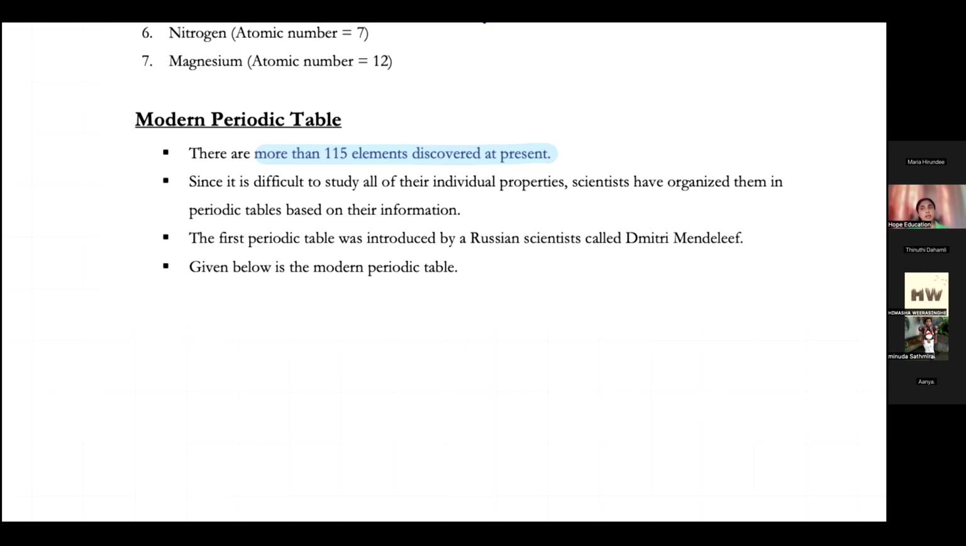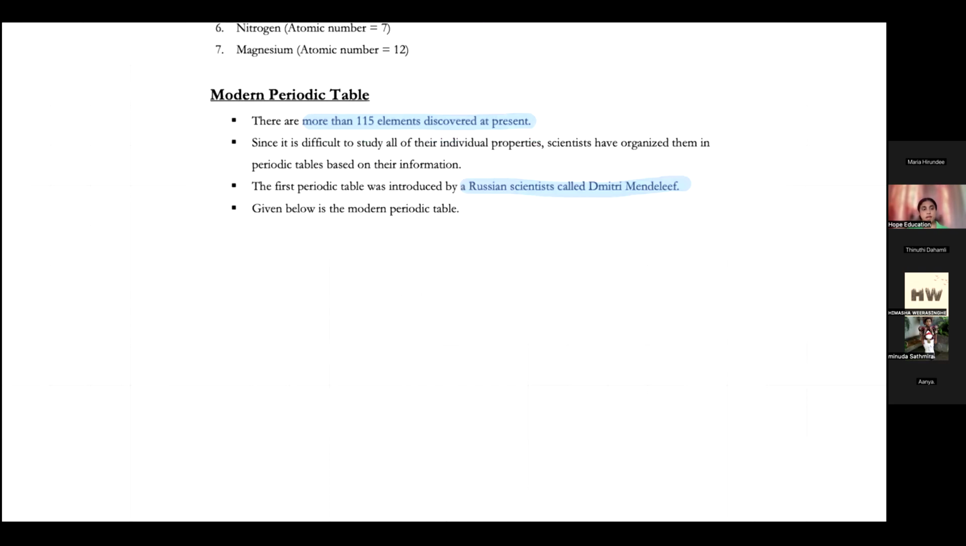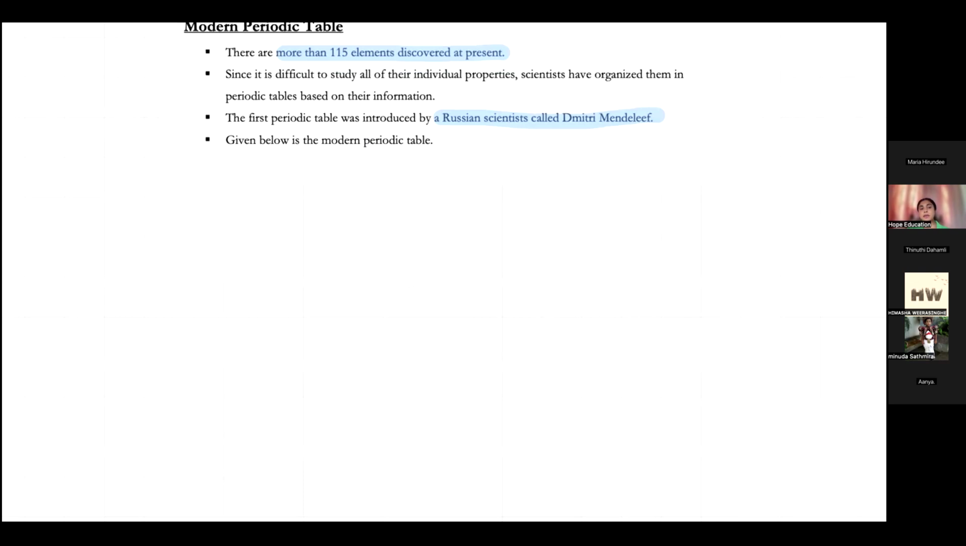ඒ වගේ එකක් තමයි periodic table එකේ තියෙන්නේ. Since it is difficult to study all of their individual properties, scientists have organized them in periodic tables based on the information. The first periodic table was introduced by Russian scientist called Dmitry Mendeleev. එයා තමයි first periodic table එක introduce කරා. But ඒ periodic table එක දැන් අපි use කරන්නේ නැහැ because it's a bit old. Now we have a modern periodic table. Let me show you a picture.